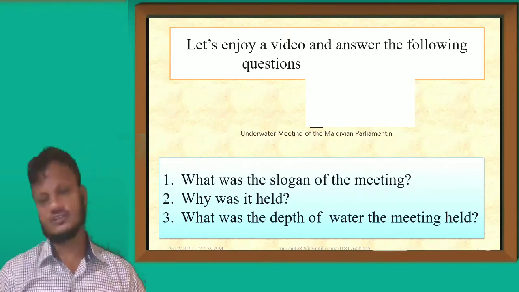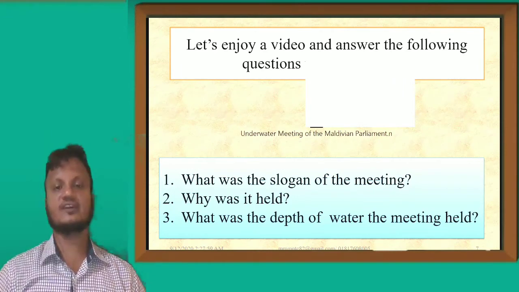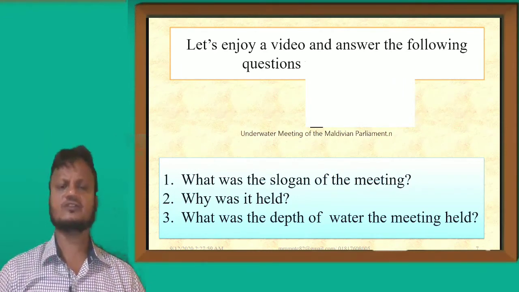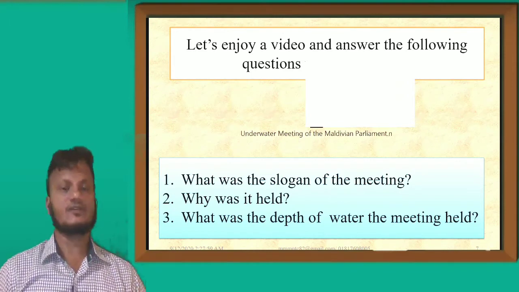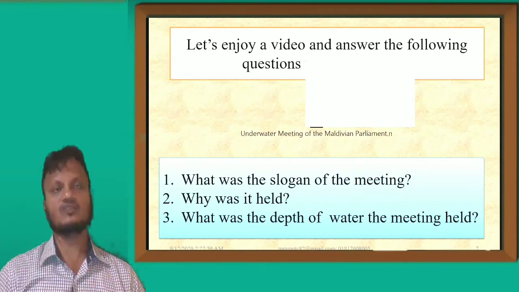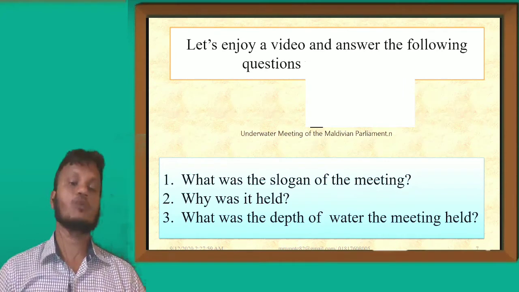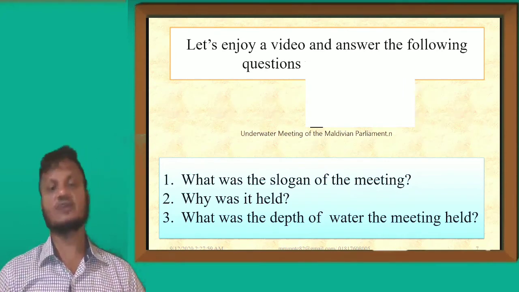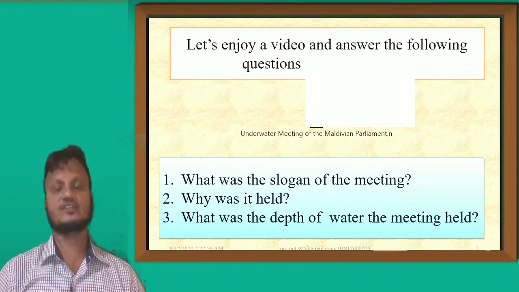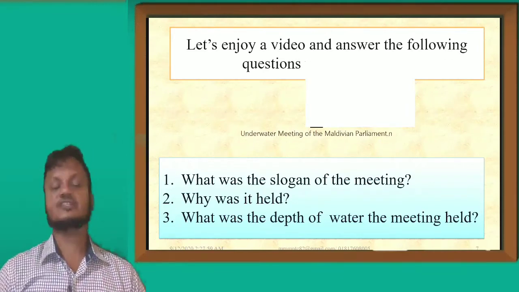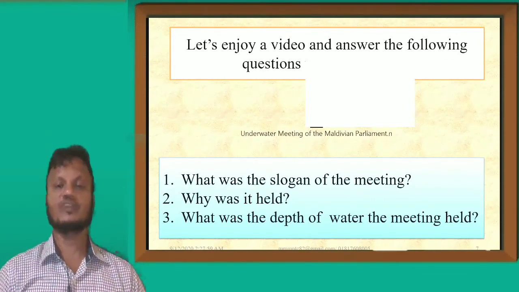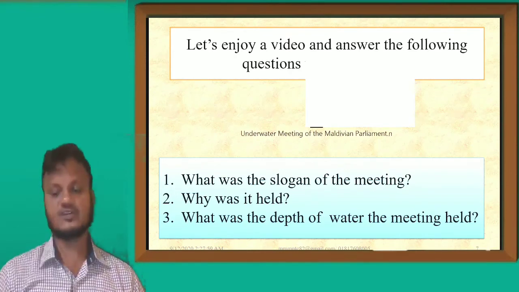Dear learners, we know that the Maldives is a low-lying island country. Nobody knows when the islands will go underwater. So they held a meeting underwater, about 5 to 7 feet under the water. They wanted to tell people worldwide that the islands will go underwater if the environment keeps being polluted day by day at the present age. So by the meeting they requested the world's people to stop environmental pollution.